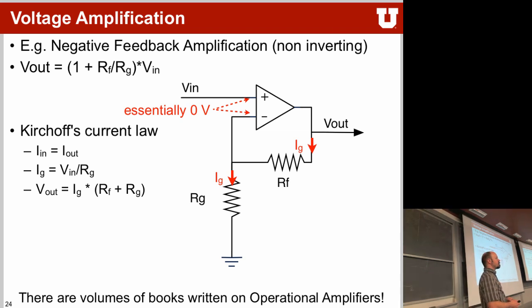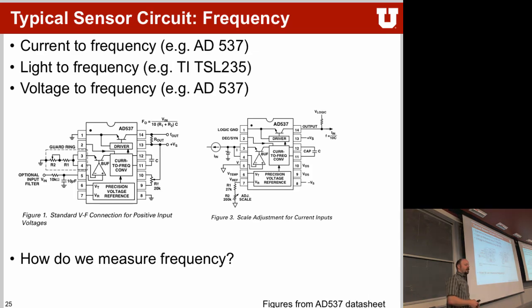No? Okay. Another way of measuring with sensors is using frequencies. There are lots of sensors out there that can take one kind of quantity and turn it into a frequency. There are sensors that can do current to frequency conversion, sensors that can do light to frequency conversion, or sensors that do voltage to frequency conversion. So sometimes you don't even need an ADC. You just pop on an 8537, and there we go.